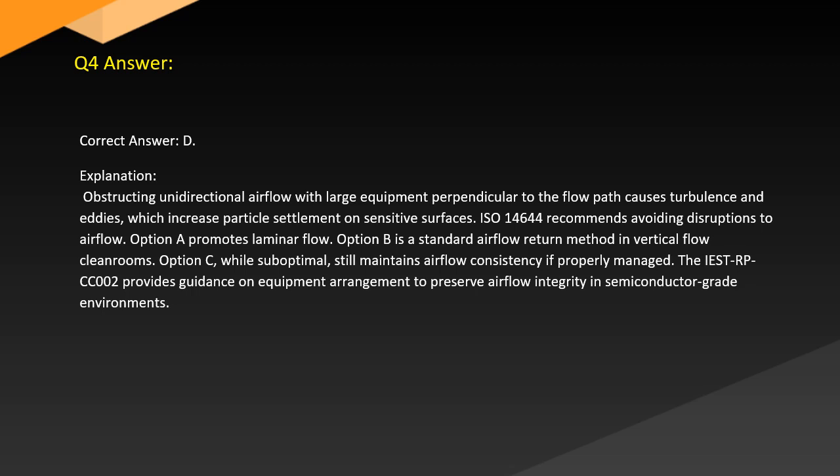Option A promotes laminar flow. Option B is a standard airflow return method in vertical flow cleanrooms. Option C, while suboptimal, still maintains airflow consistency if properly managed. The EC provides guidance on equipment arrangement to preserve airflow integrity in semiconductor-grade environments.